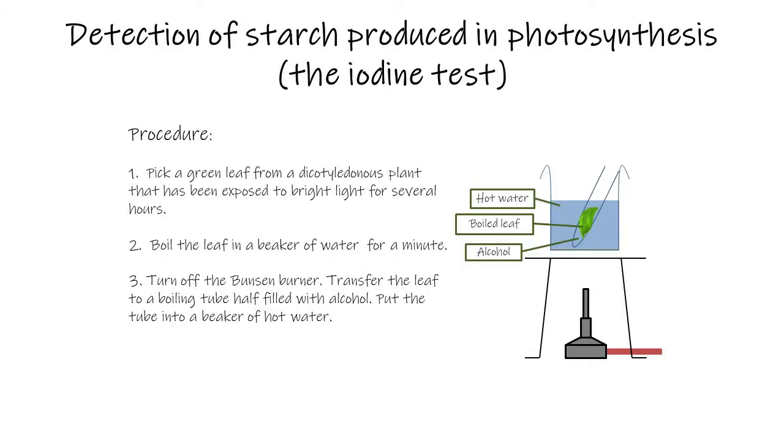We can detect starch produced in photosynthesis using the iodine test. First, pick a green leaf from a dicotyledonous plant that has been exposed to bright light for several hours. Second, boil the leaf in a beaker of water for about a minute. Then, turn off the Bunsen burner. Transfer the leaf to a boiling tube half filled with alcohol. Put the tube into a beaker of hot water.